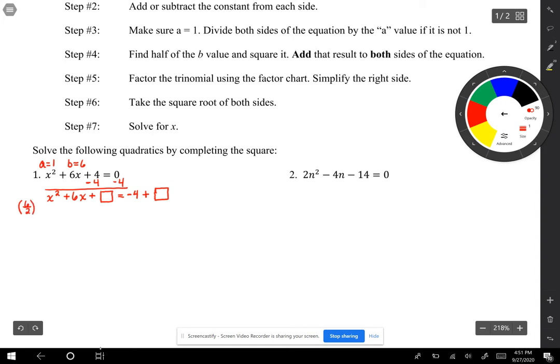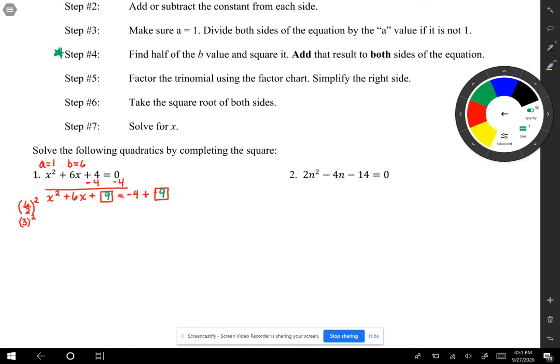But once you find half of it, you square it. So I'm going to put a squared out here. So 6 divided by 2 is 3. And 3 squared is 9. So 9 is your magic number. And it goes here. And it goes there. And so step 4 is super duper crucial. And I'm going to put a star by here. An ugly looking star, but there, a star nonetheless.